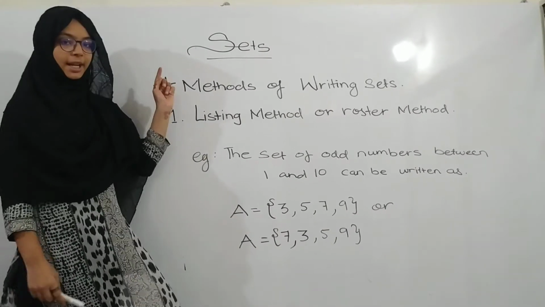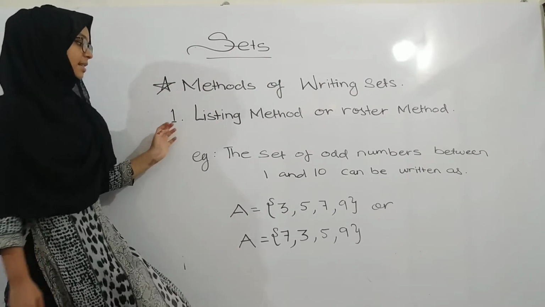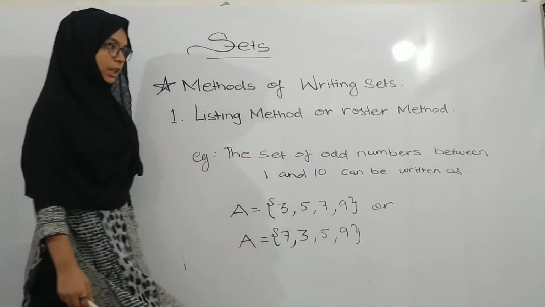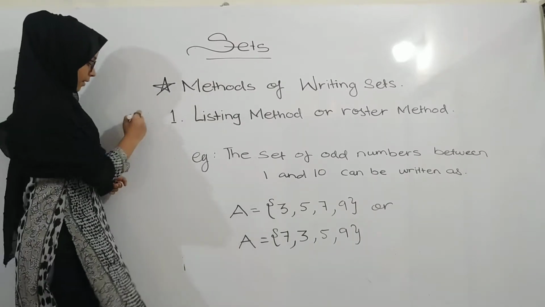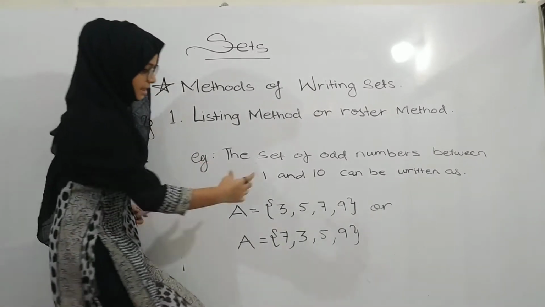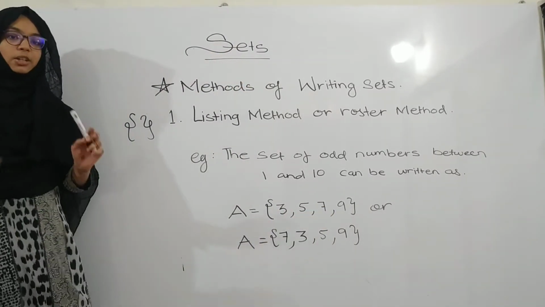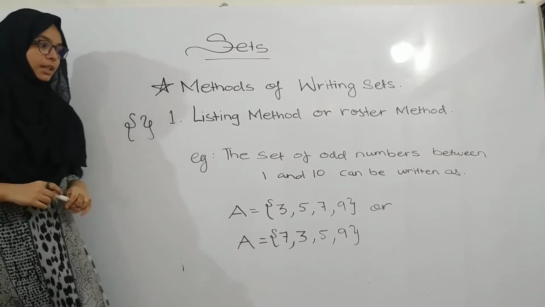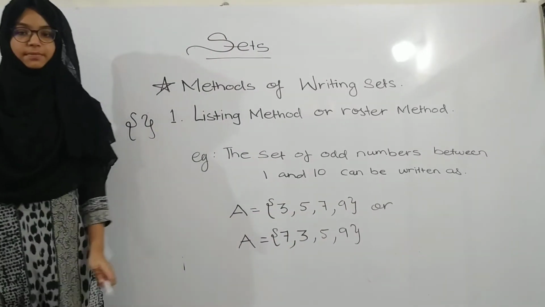Now the next topic in this chapter is the method of writing sets. The first is the listing method, and the second name of the listing method is the roster method. In this method we write all the elements of the set in curly brackets. As you all know, each of the elements is separated with commas and written only once. And the order of the elements is not important, but it is necessary to write all the elements of the set.